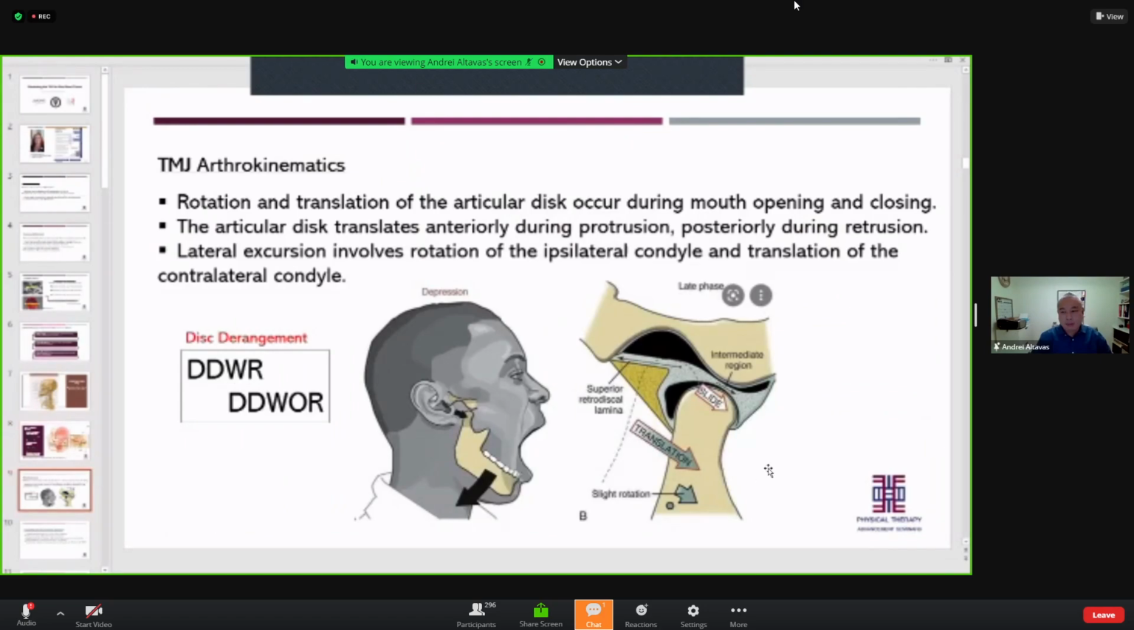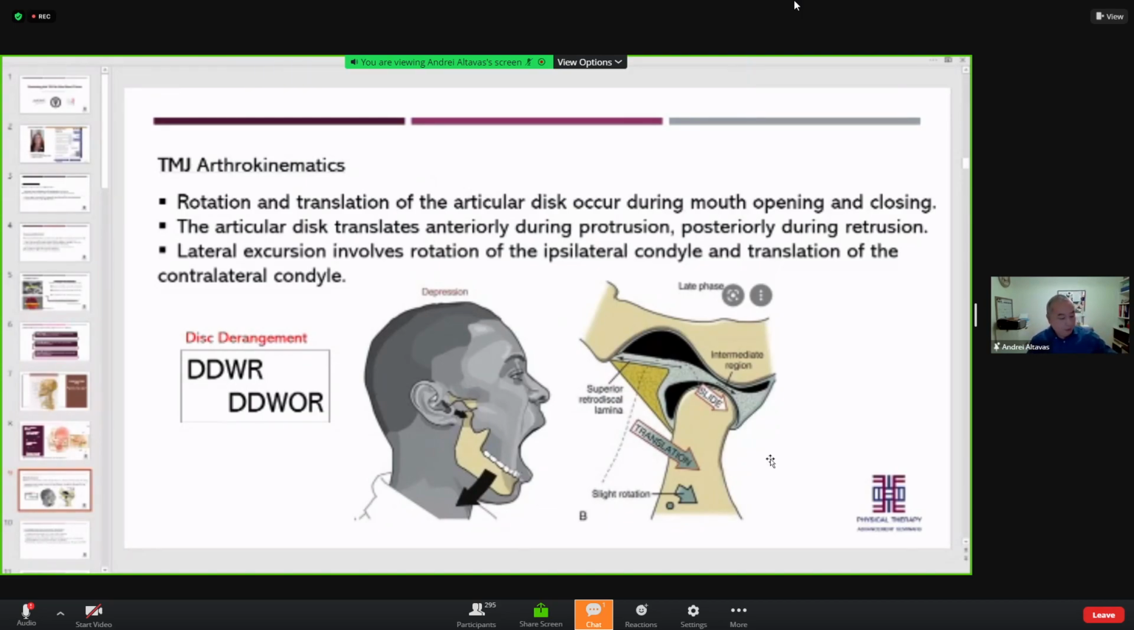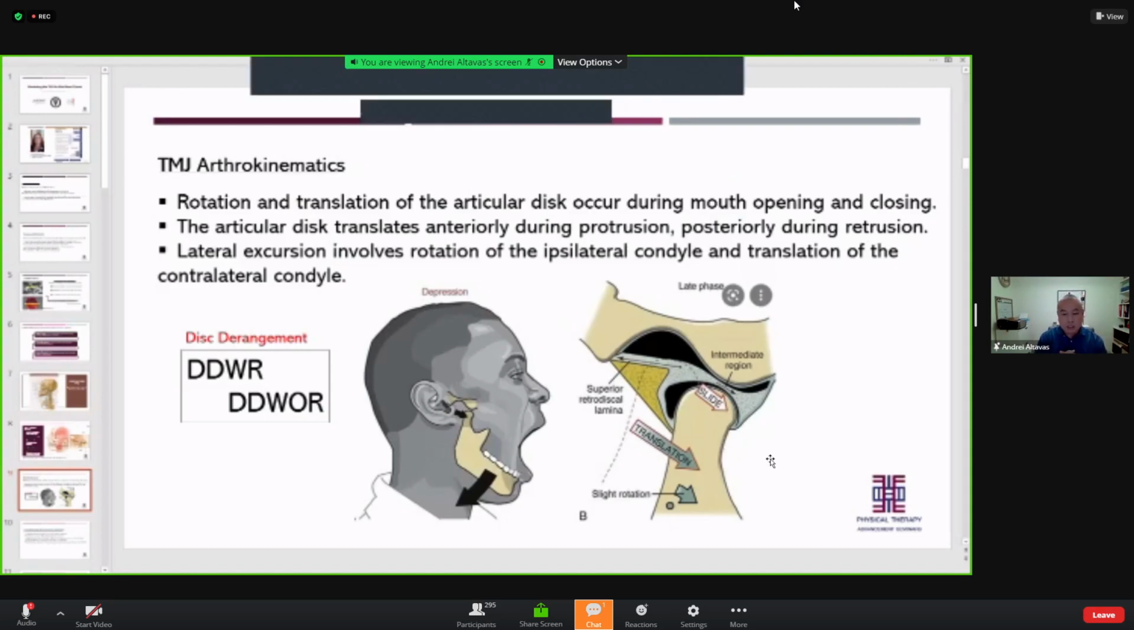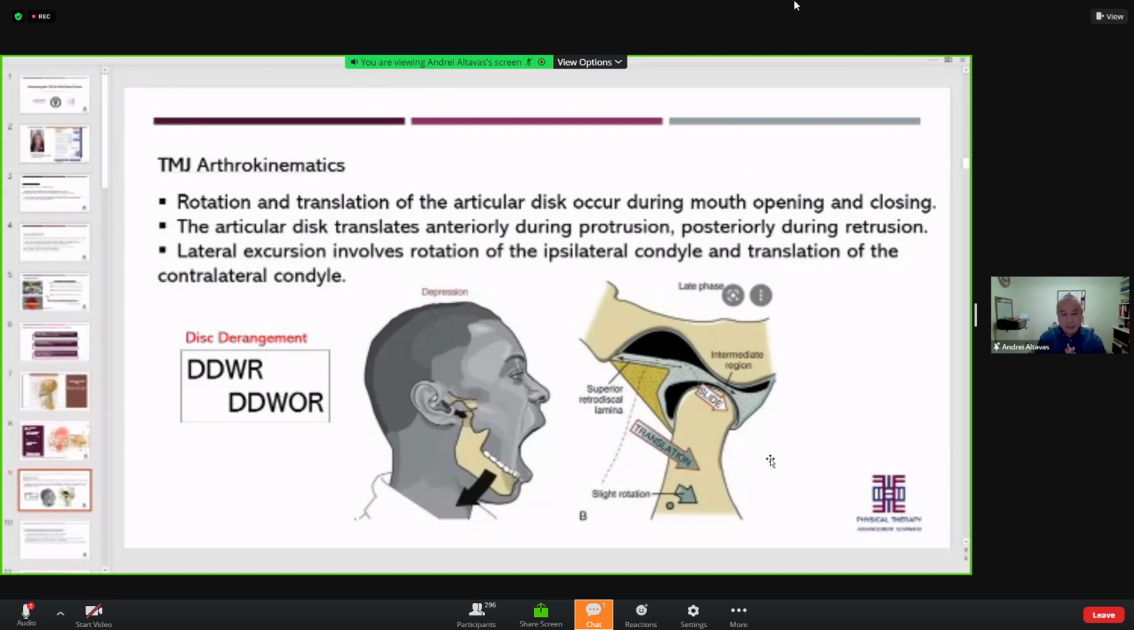So arthrokinematics is really just looking at how the joint moves. This is very important to know, because when you start performing interventions on the TMJ, manual techniques, we always want to know that we're moving in a direction that does not put undue strain into the joint. So just like any joint of the body, we need to know the arthrokinematics.